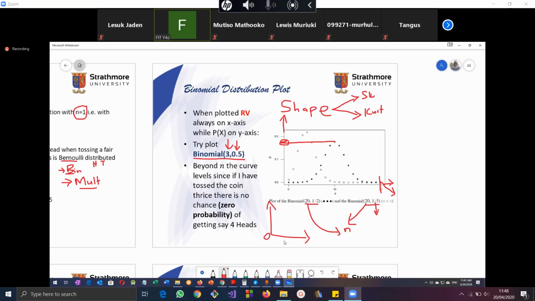You have your random variables here. So the maximum will actually be 3. Then you have your probability on this side. So the maximum probability is usually 1. Okay, so I wanted to plot a binomial distribution of 3, 0.5, like what you have just seen there.